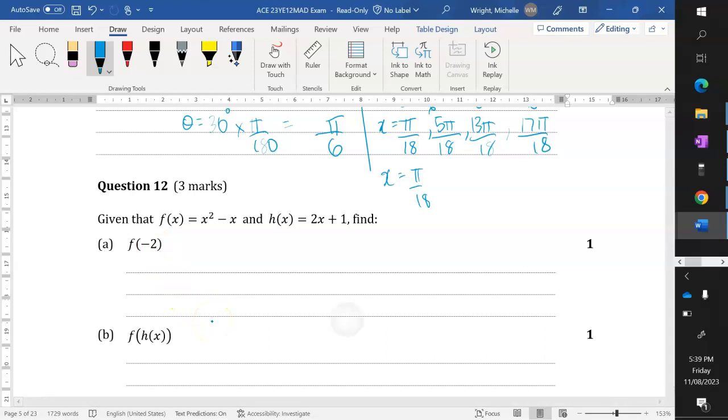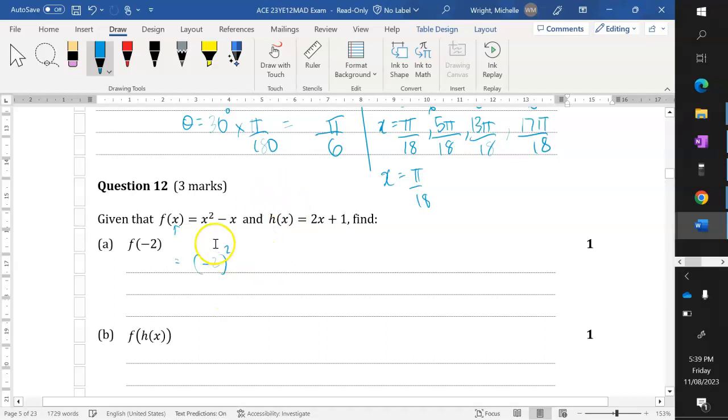So f of minus 2 means we're going to pop minus 2 where there was an x in there. So that's going to be minus 2 squared. If you made a mistake, that is where you made the mistake, because you need to put the minus in the brackets and square the whole thing. And then it was minus, and we're minusing a 2 again. So when I square minus 2, I get 4, and I'm going to be going minus minus 2, which is a plus 2, and my answer is 6.